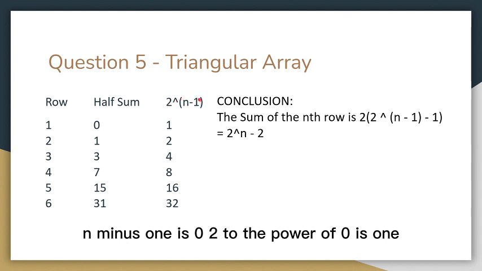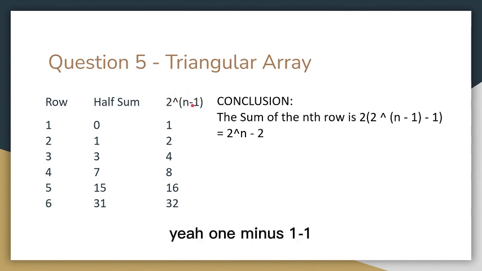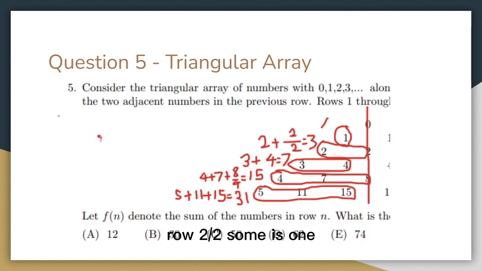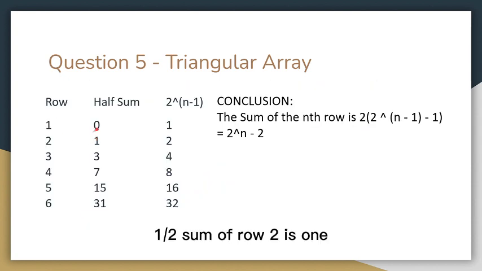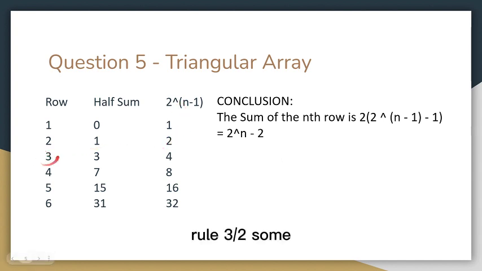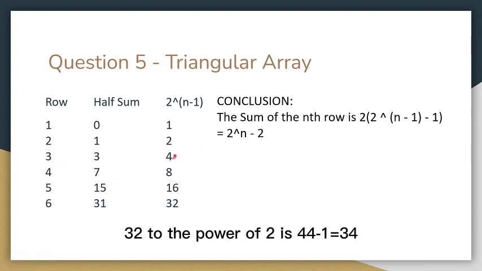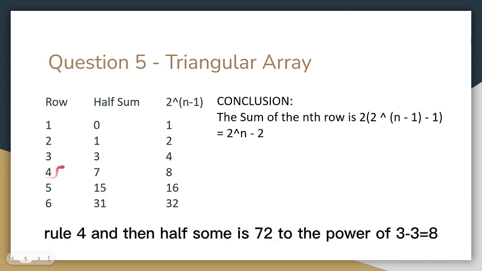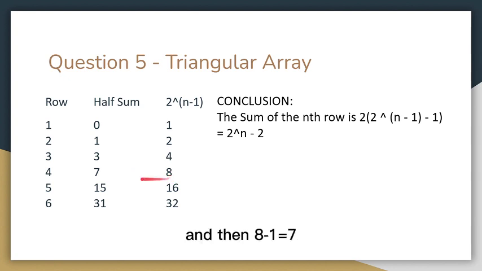2 to the power of 0 is 1. 1 minus 1 is 0. Row 2 half sum is 1. The half sum of row 2 is 1. And 2 to the power of 1 is 2. 2 minus 1 is 1. Row 3 half sum 3. 2 to the power of 2 is 4. 4 minus 1 is 3. Row 4, and then the half sum is 7. 2 to the power of 3 is 8. And then 8 minus 1 is 7. So you get what I mean.